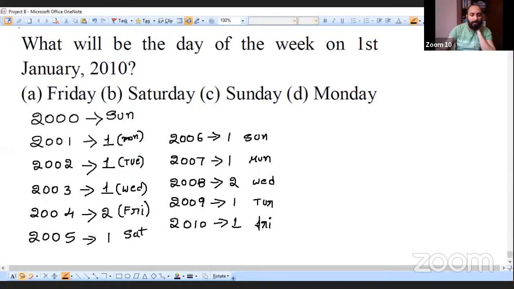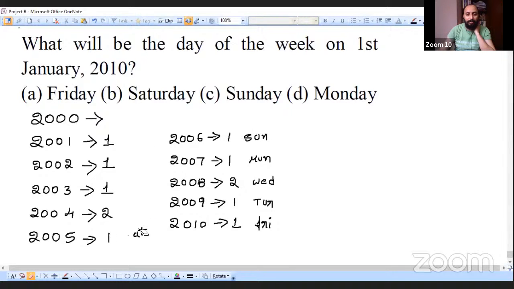Wait a minute. 2000 is not Sunday. Sorry. 2000 is not Sunday. 2000 is having two odd days. It's a leap year, right? It will have two odd days.